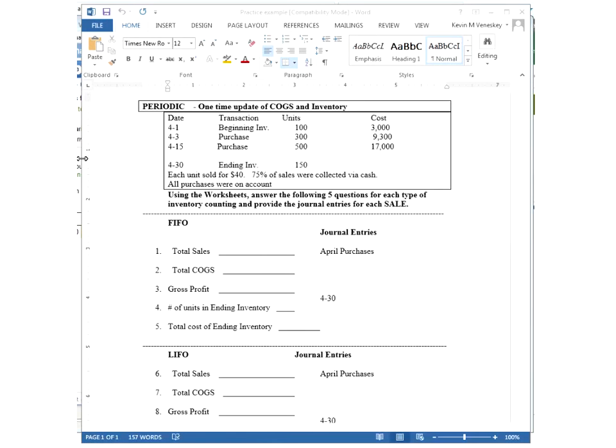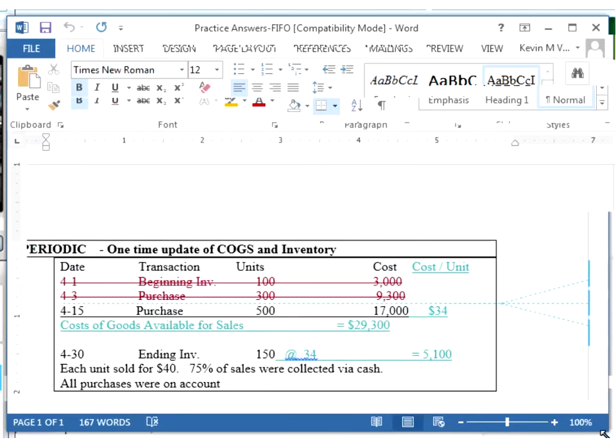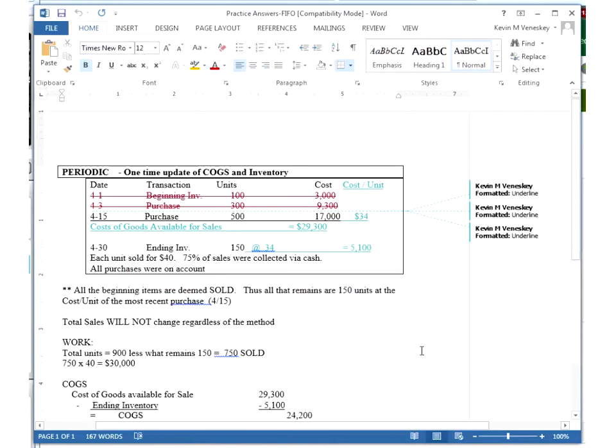Okay, back here to finish up our example. What I wanted to show you was these answers and what I did to solve each of these problems when I asked for what's the total sales, what's our cost of goods sold, what's our gross profit. So what I did with this FIFO example is, we got to use what we're given, and FIFO means first in, first out.